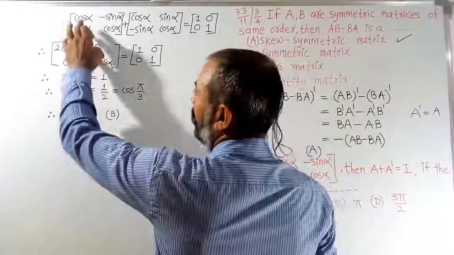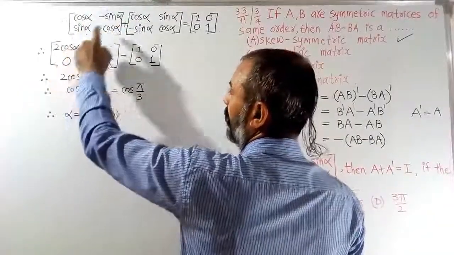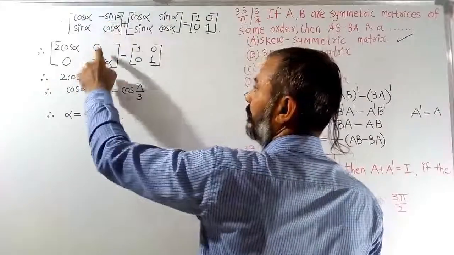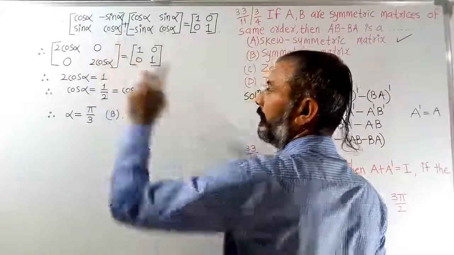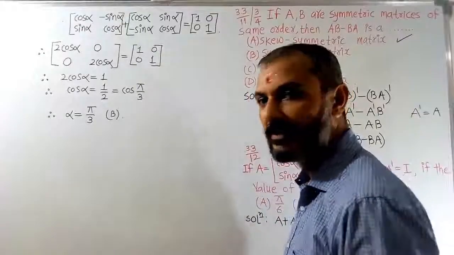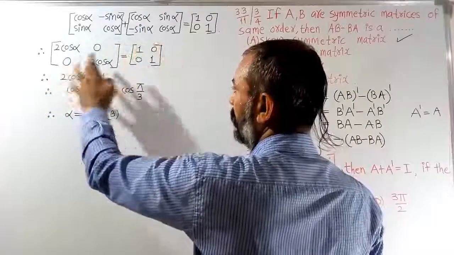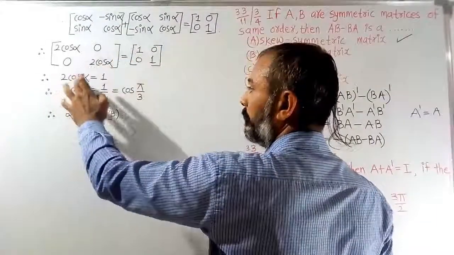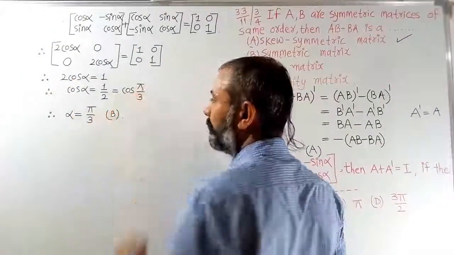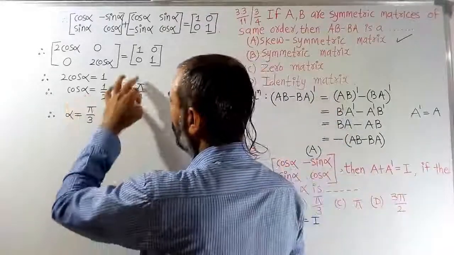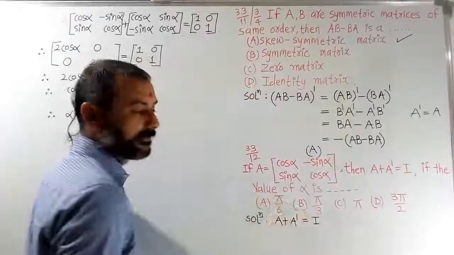Now addition of corresponding elements: cos alpha plus cos alpha is 2 cos alpha, sin alpha minus sin alpha is 0, minus sin alpha plus sin alpha is 0, cos alpha plus cos alpha is 2 cos alpha. Is that clear? Equal to identity matrix. Now comparison: 0 equal to 0, 0 equal to 0, 2 cos alpha equal to 1. So what is cos alpha? 1 by 2, and 1 by 2 is the value of cos pi by 3. It means alpha is pi by 3. So what is the correct answer? B is the correct answer. Is that clear?